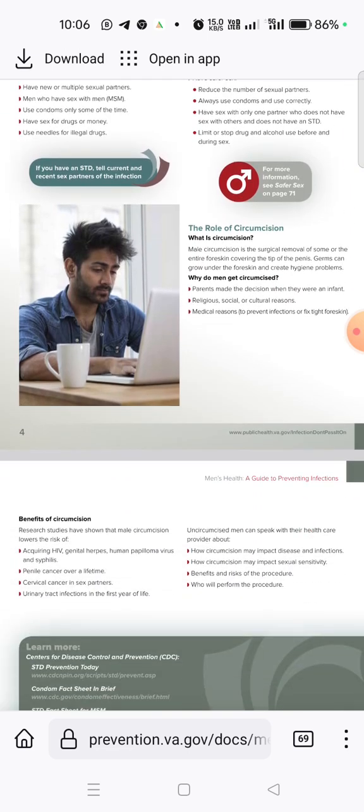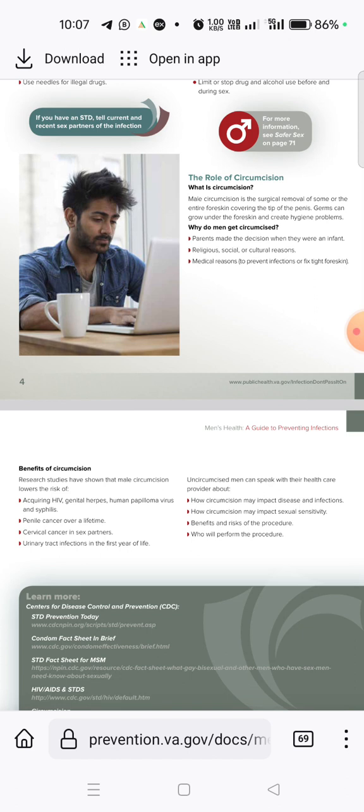The benefits of circumcision: research studies have shown that male circumcision lowers the risk of acquiring HIV, genital herpes, human papillomavirus, and syphilis. These diseases are prevented by circumcision. It also lowers the risk of penile cancer, cervical cancer in a life partner over the lifetime, and urinary tract infection. Uncircumcised men can speak with their health care provider about how circumcision may affect disease and infection, how it may affect sexual sensitivity, the benefits and risks of the procedure, and who will perform it.